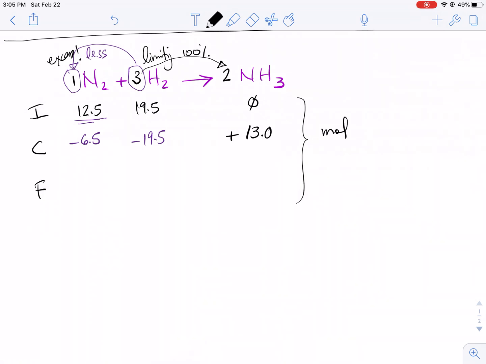Now my final line is just addition of initial and change. As we mentioned, your limiting hydrogen goes to 0. 12.5 minus 6.5 gives me 6.0 moles of nitrogen left over at the end of the reaction, and 13.0 mole of ammonia is produced. Again, this is a very powerful method in doing stoichiometry calculations of excess and limiting reactants and accounting for everything.